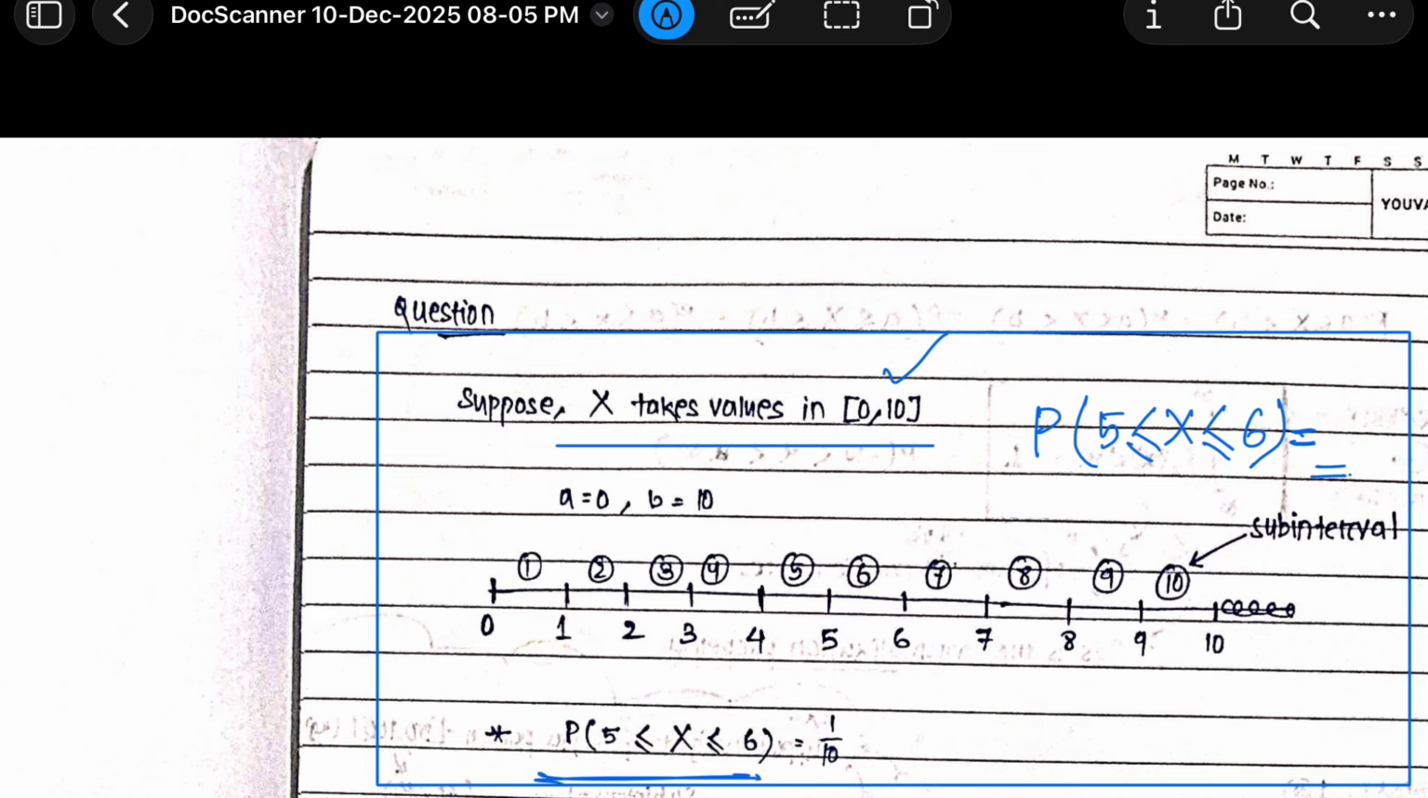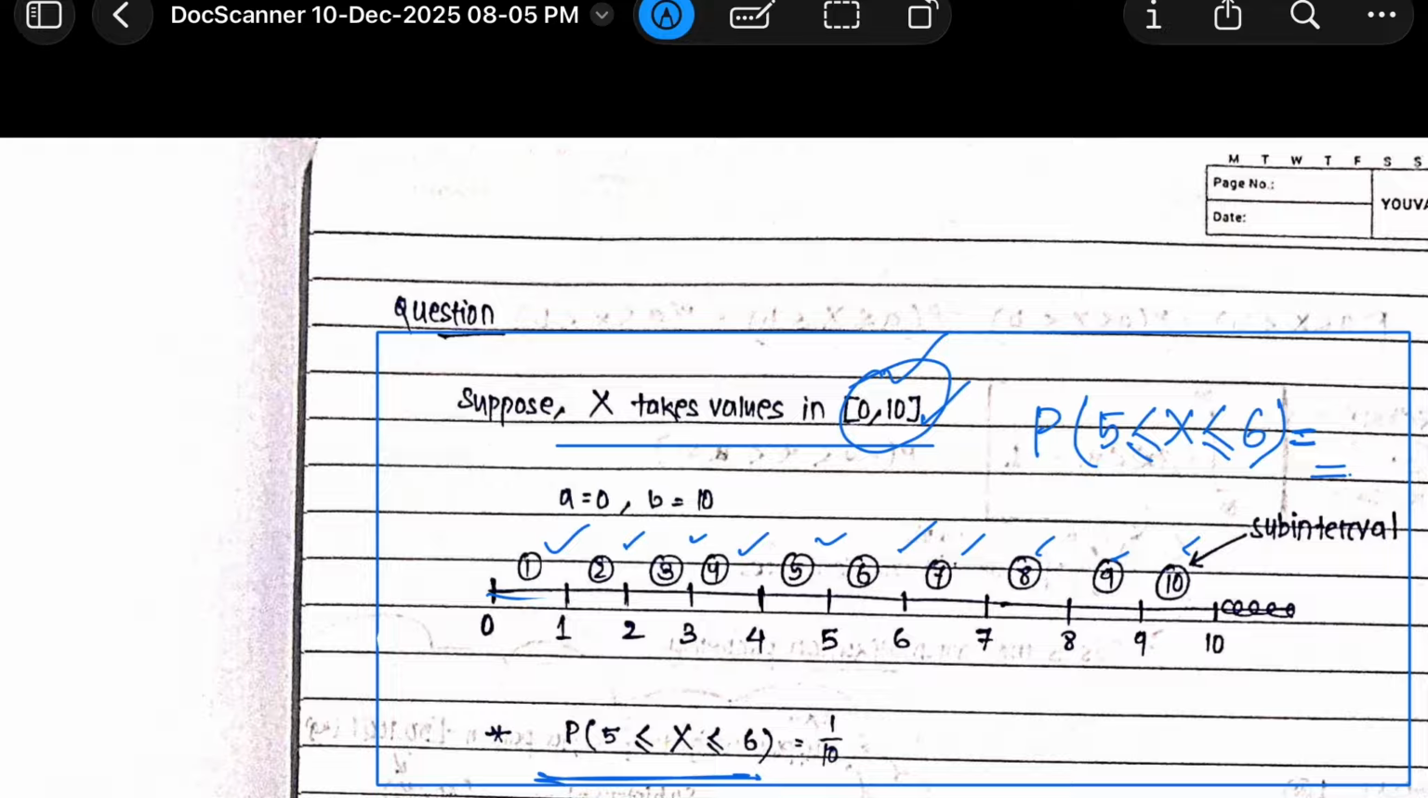So I think you have done. If you have not done yet, you must pause the video and try it by yourself and then continue. If we draw this on a number line and calculate, it will be easier for us. As you can see, there are 10 sub-intervals between the numbers 0 and 10. That is the interval given here.